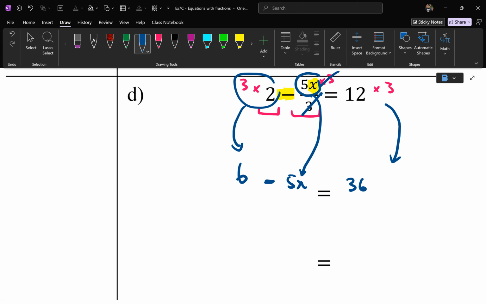Okay, so let's recap on that bit again. We said the opposite of divide by 3 is times 3. You've got to be careful. You can't just times it by 3 once. There are 2 terms, so you times it twice. Times that by 3, times this by 3, times this by 3. 12 times 3 is 36. 3 times 2 is 6. And then the opposites of one another would cancel out. That's why I've got minus 5x. Yeah?